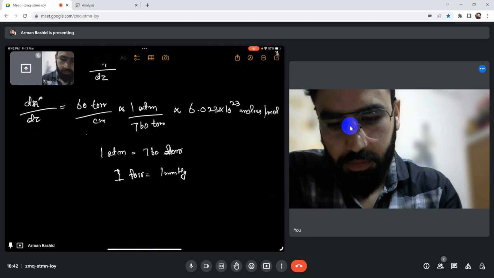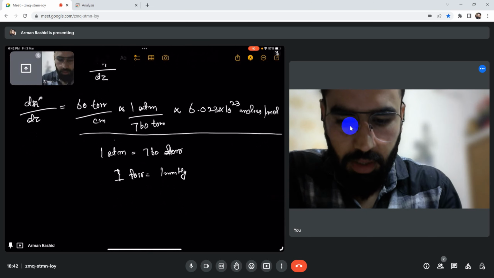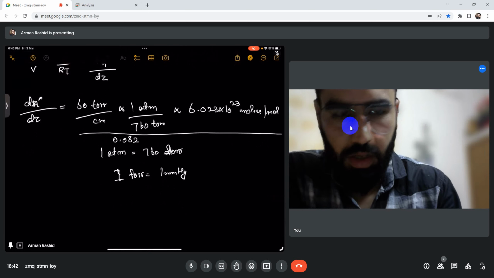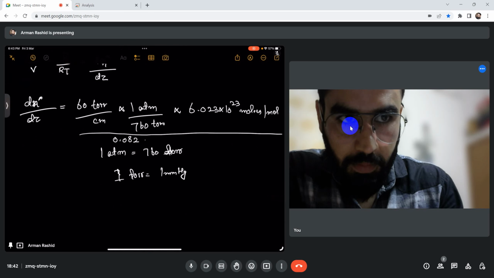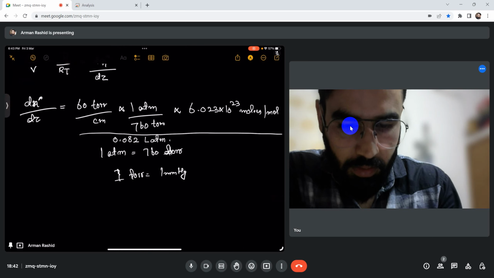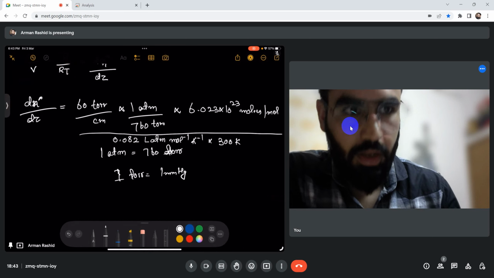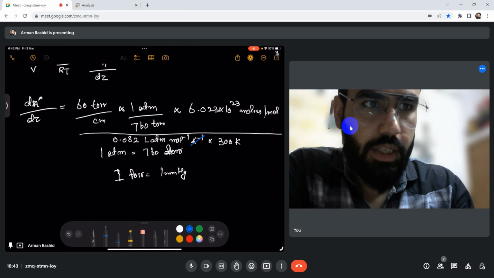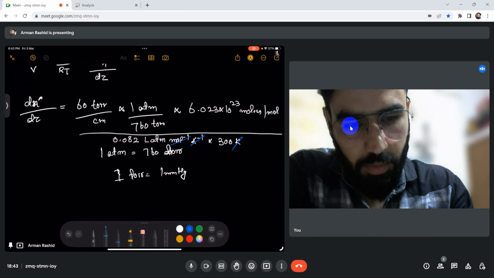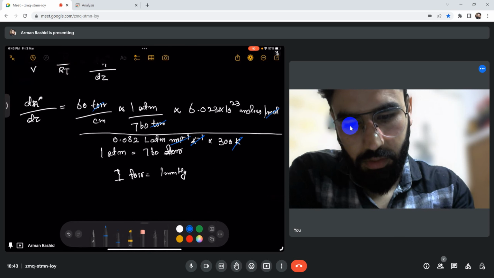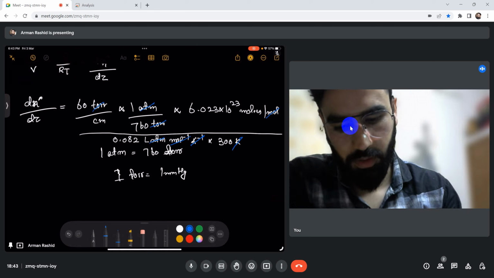Okay, then there should be divided by 0.082, the value of R, and temperature T, which is given. Okay, what we'll do is this Kelvin and this Kelvin will go, per mole this will go. Okay, this torr and torr will go, this atmosphere will go.